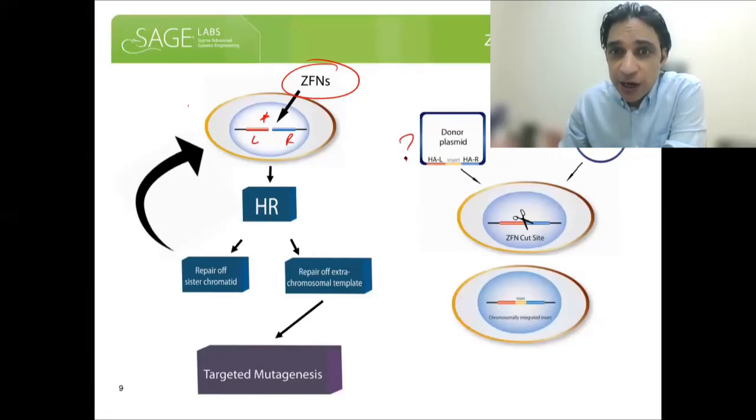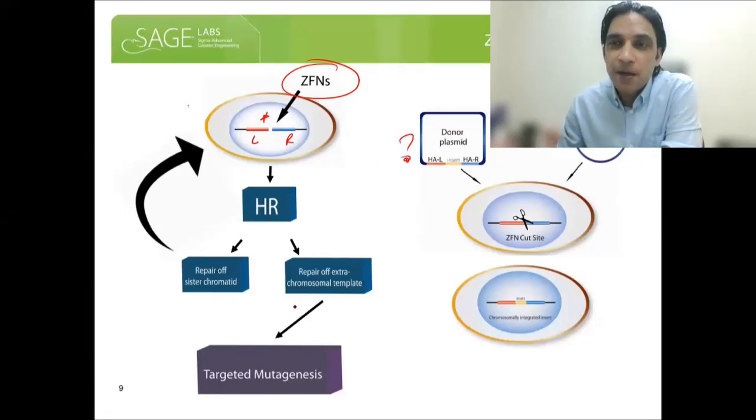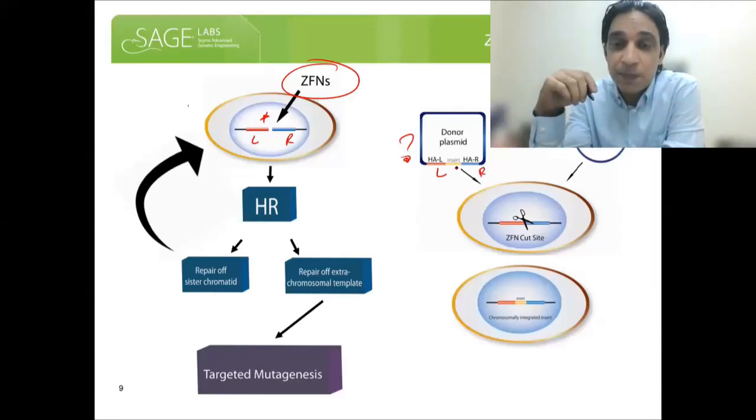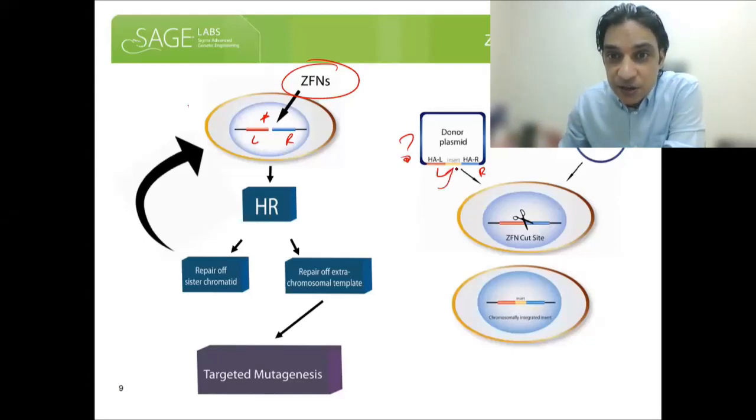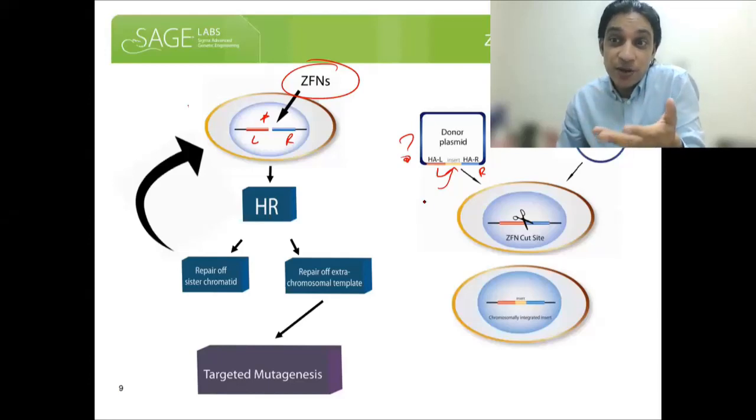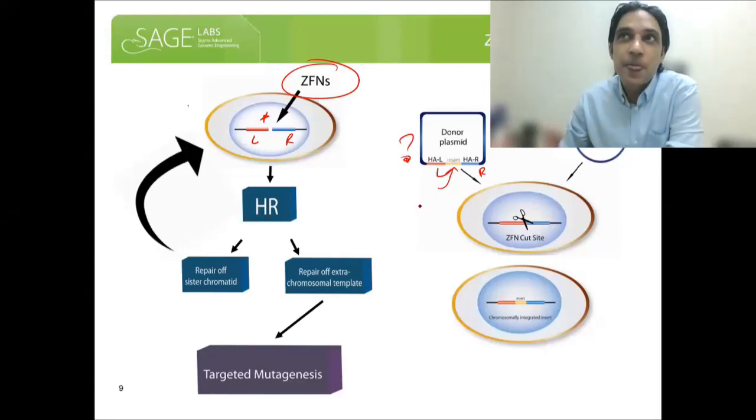Then you need to create this donor plasmid. The donor plasmid has the L side as well as the R side, similarly as I tried to draw in the earlier part of the lecture. And it also contains an insert, look at the yellow one, the gene of your choice, which can be incorporated.